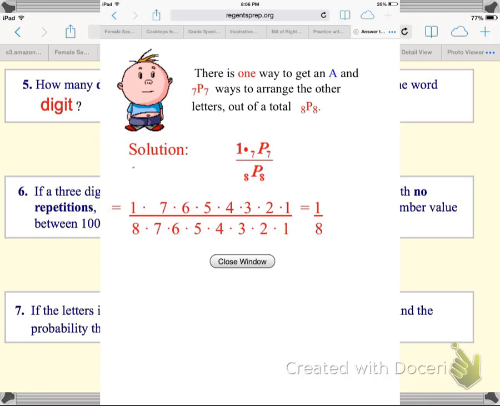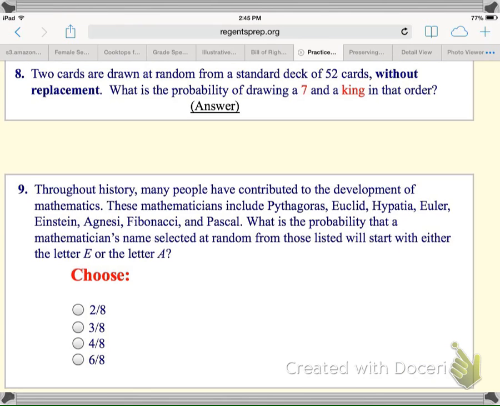Okay, let's look at number 8. 2 cards are drawn at random from a standard deck of 52 cards without replacement. What is the probability of drawing a 7 and a king in that order? Lauren, go ahead and pause.